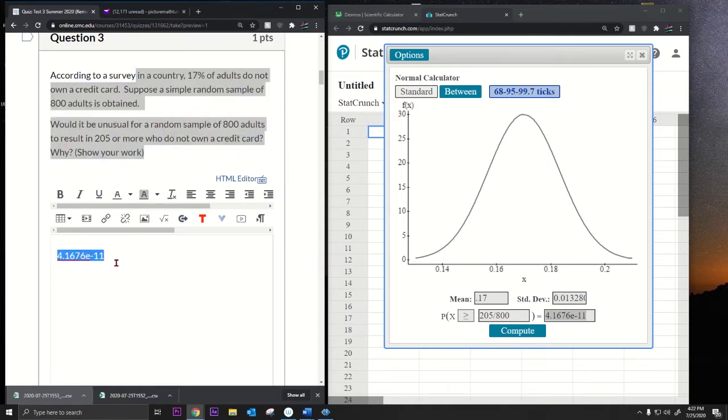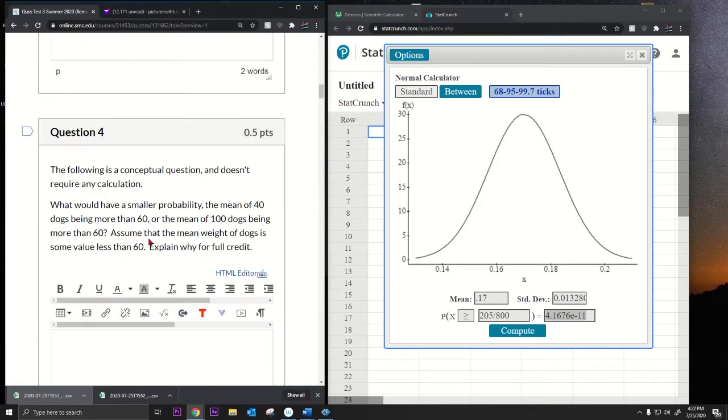If it wants you to round it, then yeah, you gotta do something else. Maybe put 0.000. That's it for that one, and like I said, make sure you copy this whole thing to show your work, if you're supposed to show your work in StatCrunch. So that's it for number 3.